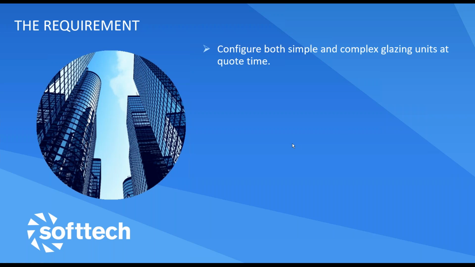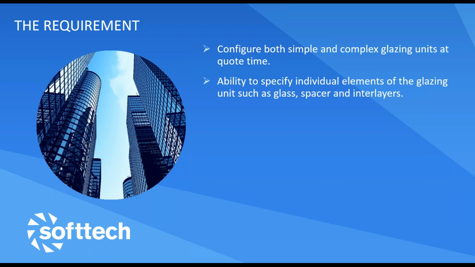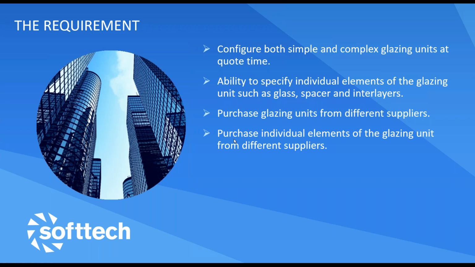was to configure both simple and complex glazing units at quote time. Ability to specify individual elements of the glazing unit, such as glass spacers, interlayers, and so on. Purchase glazing units from different suppliers. Purchase individual elements of the glazing unit from different suppliers. So, i.e., a customer might purchase the glass from one supplier, but send it out again to be coated from another supplier.